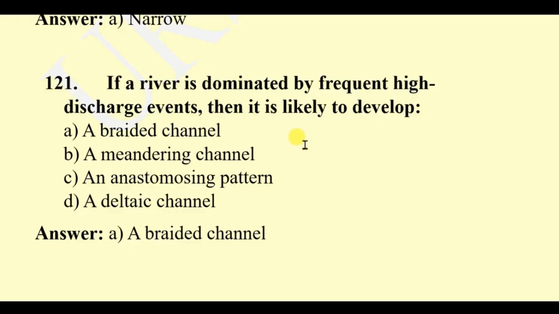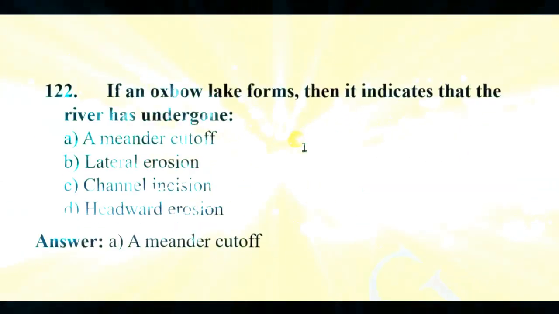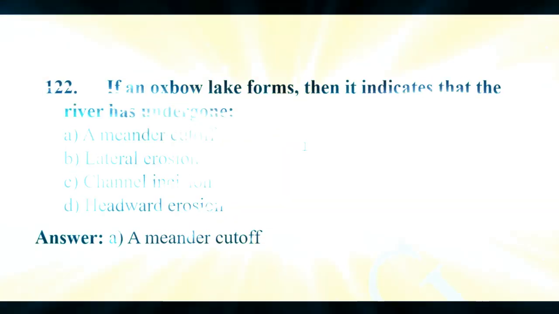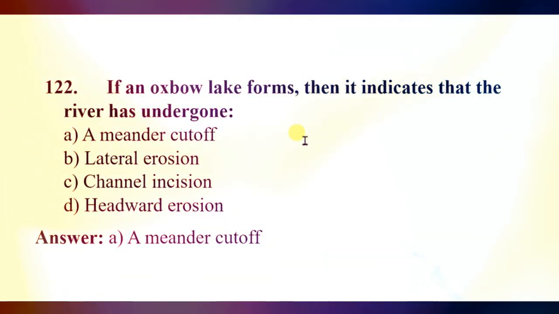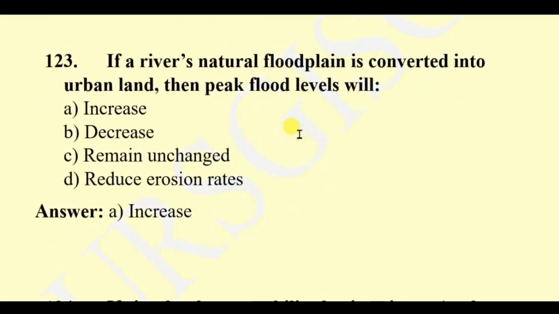Means frequent high discharge event inputs lots of sediment in the channel, so braided river. Question 122. If an oxbow lake forms, then it indicates that the river has undergone a meander cutoff.